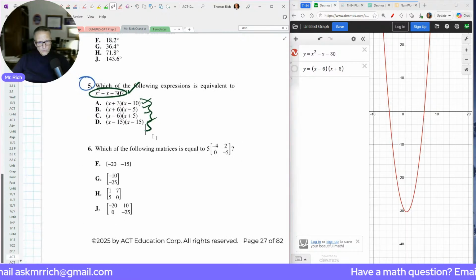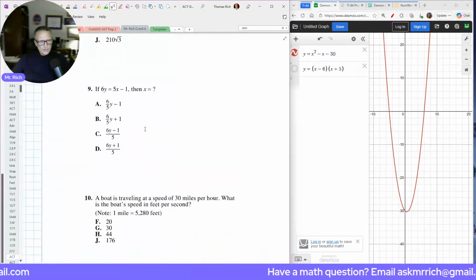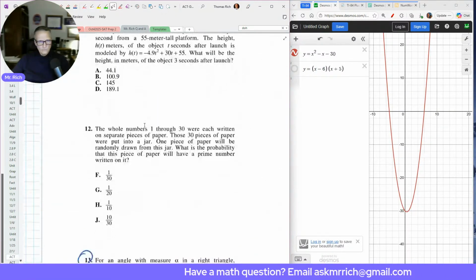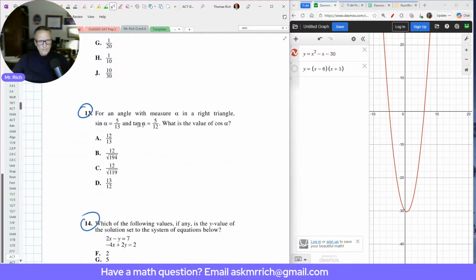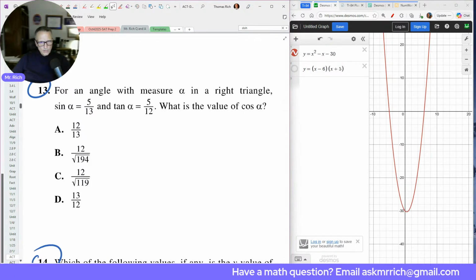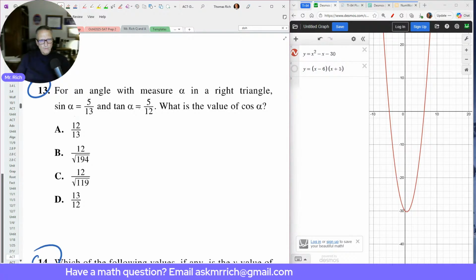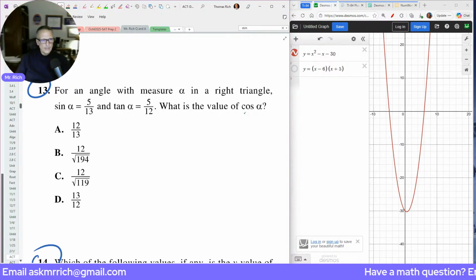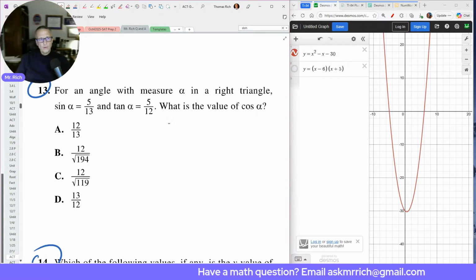Let's move on to the next one that I wanted to work. And this was problem 13. This says for an angle with measure alpha in a right triangle, sine of alpha is 5 over 13 and tangent of alpha is 5 over 12. What is the value of cosine alpha? Now, why did I pick this one? I really honestly have no idea.